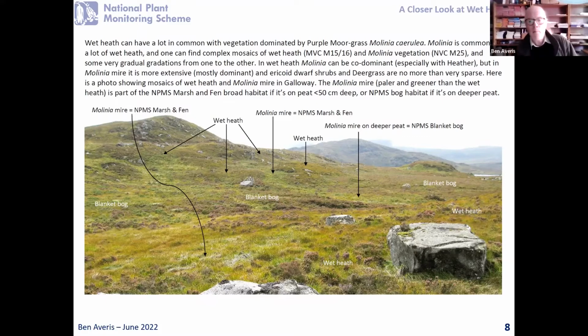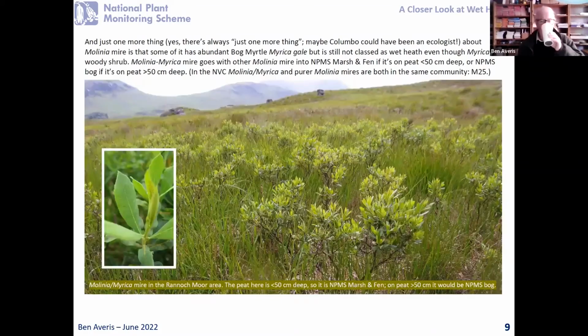And Molinia mire on a shallower peat, like an ordinary wet heath depth of peat, will actually go into the NPMS marsh and fen habitat. Whereas if it's on a deeper peat, it goes into NPMS bog. Okay, next picture is some more of the vegetation that actually goes along with that Molinia dominated mire into either NPMS marsh and fen, if it's on shallower peat, or NPMS bog, if it's on a deeper peat.